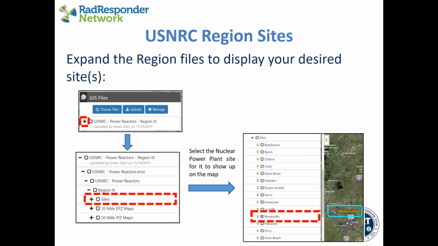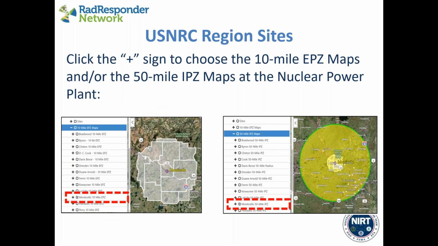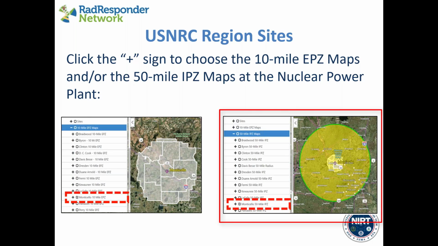So I can select all of them or just one. And so for this instance, I am just selecting Monticello. And from here, I can then choose to expand the 10-mile EPZ option and select Monticello, or the 50-mile IPZ option and select Monticello again. And so here now on the right-hand image, I am seeing the 10-mile and 50-mile protection zones.